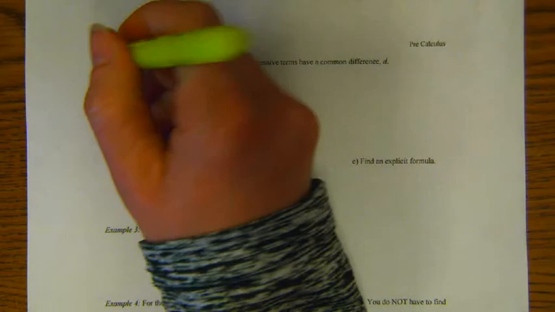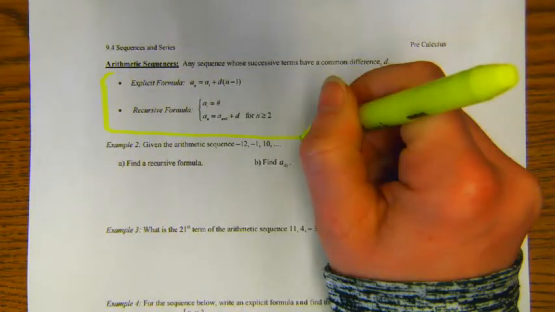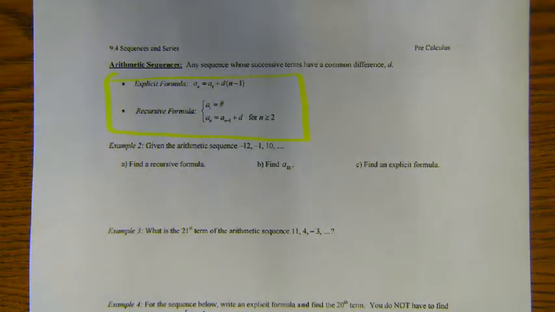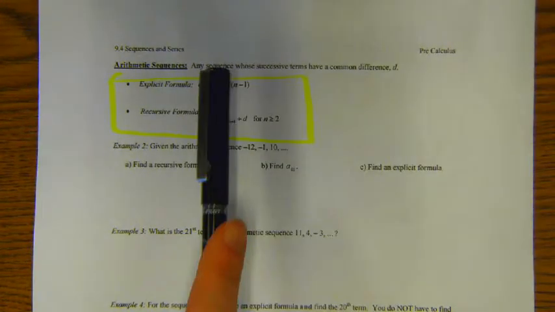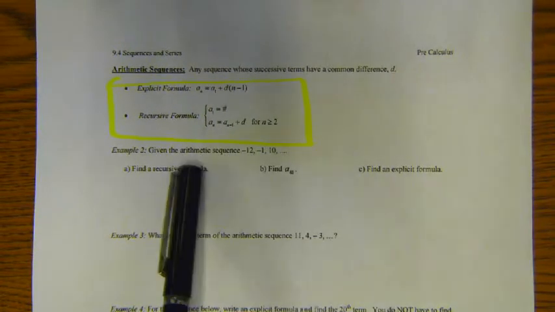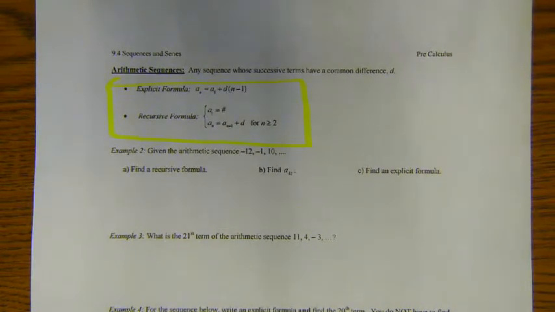So an arithmetic sequence is any sequence whose successive terms have a common difference of d. This is the explicit formula. This would be the recursive formula. So, for instance, negative 12, negative 1, 10 is an arithmetic sequence.